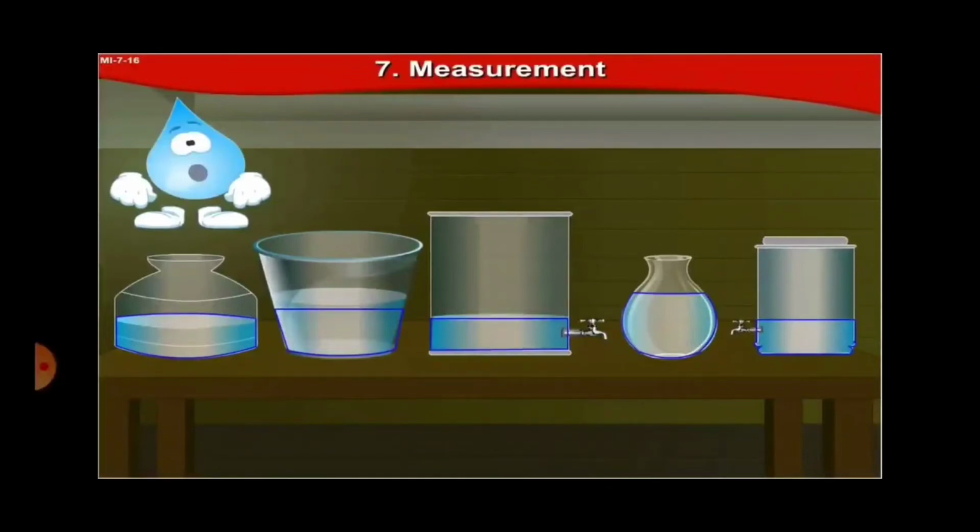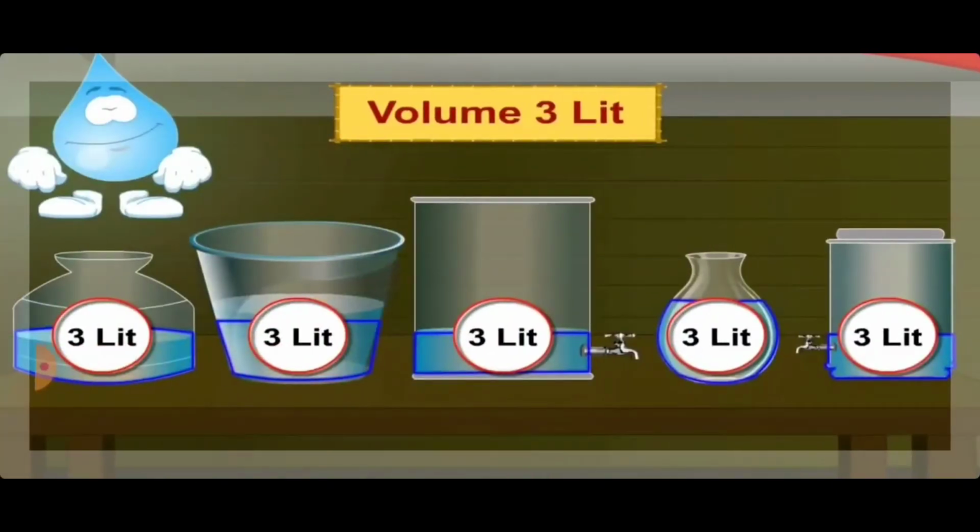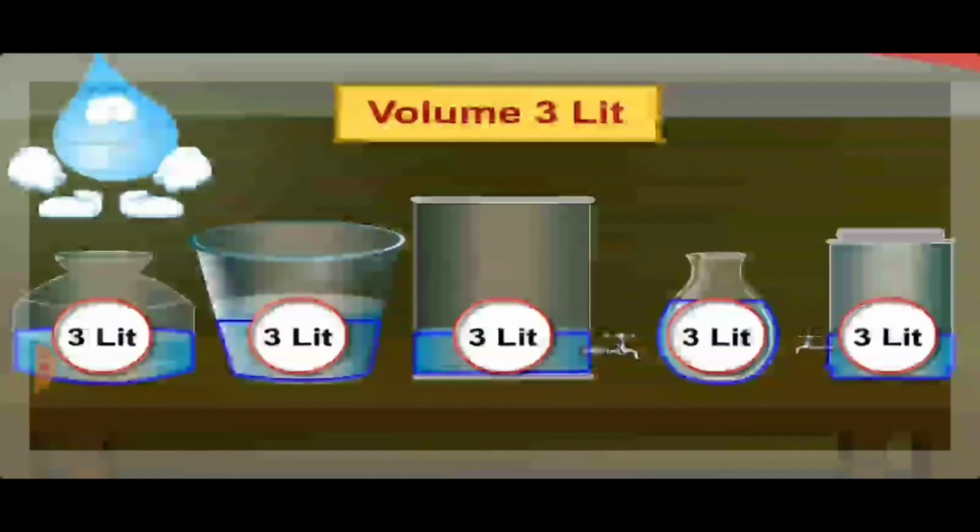Observe these vessels. Since water takes the shape of the container, we can see the water levels are different with each container. But all these containers contain 3 liters of water, meaning the volume of the water is 3 liters in each container. After 3 liters of water, there is still place in the container to hold more water as per the size of the container.